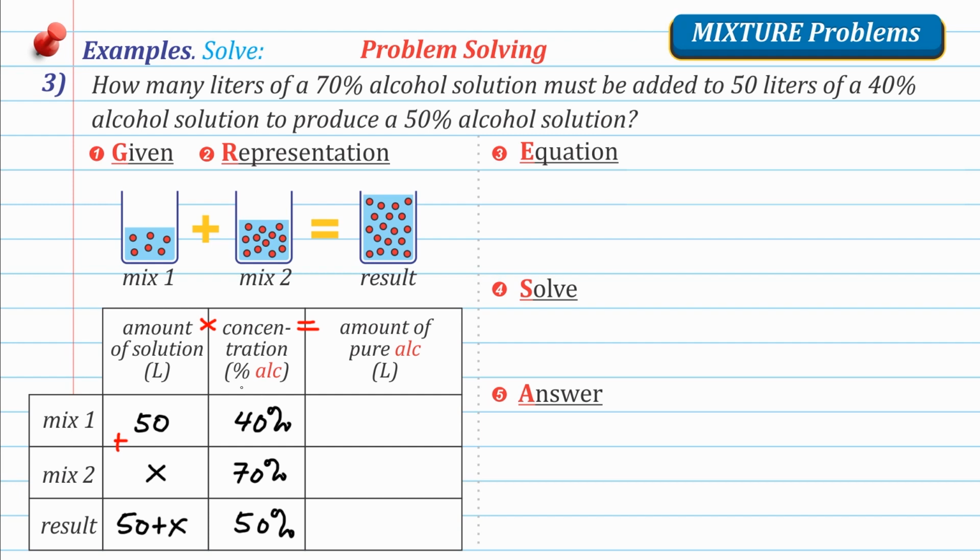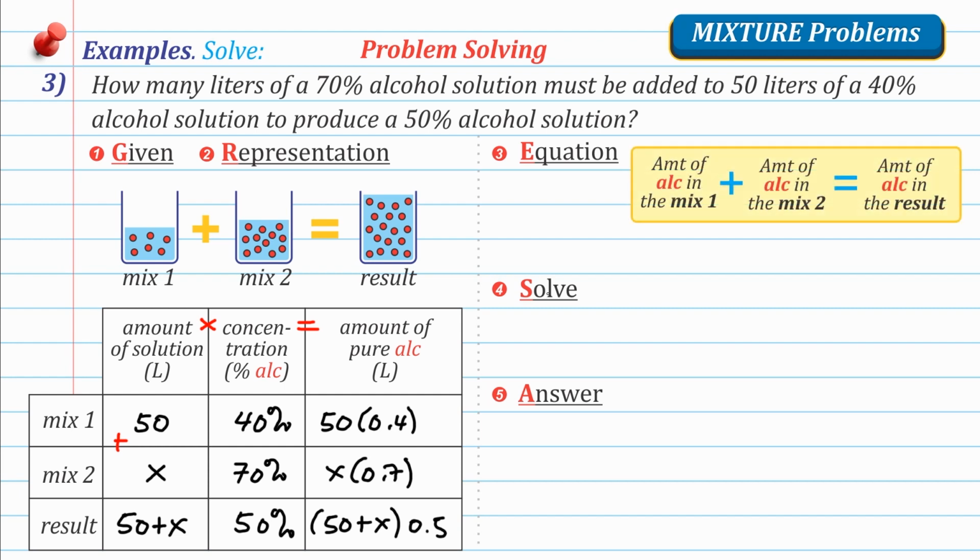The first two columns are complete. Therefore, we can finally write the third column by multiplying the first and second. We have 50 times 0.4. And then X times 0.7. And then, of course, we have the quantity 50 plus X times 0.5. Now, the ever-important equation. Of course, it's always the amount of solute in mix 1 plus the amount of solute, that's alcohol, in mix 2 should be equal to the amount of alcohol in the result.